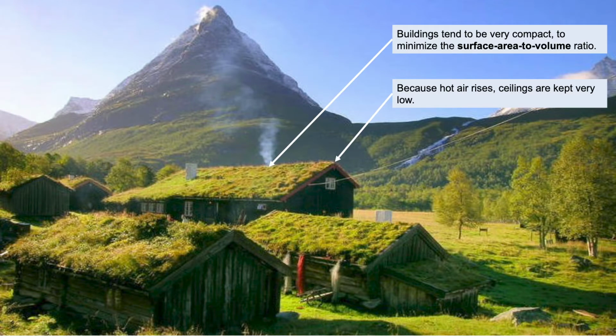Ceilings are kept low because hot air rises, and you want to actually keep that heat down where people live. It's the opposite of the humid climate, where you want the heat to rise up further because of buoyancy and actually generate ventilation flow. You're trying to keep all the heat in.